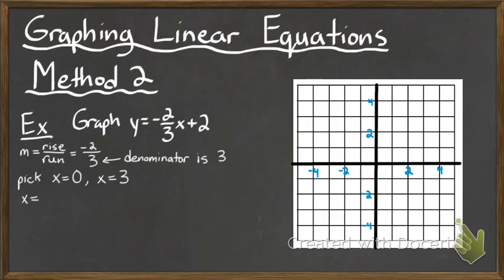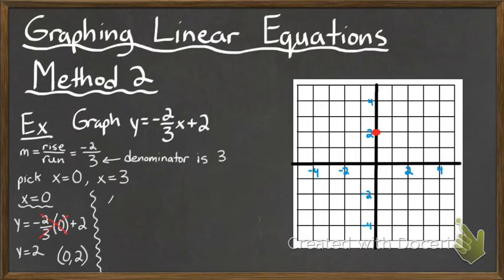Okay, so first we're going to look at x equals 0. So I'm going to plug this into my equation. So wherever you see an x, I'm going to replace it by 0. So we're going to have y equals -2/3 times 0, and then add 2. So whenever you times anything by 0, that part can just disappear because it's 0. So all that we're left with is y equals 2. So when x equals 0, y equals 2, so these are the coordinates for our y-intercept.